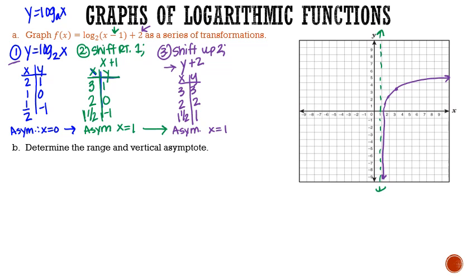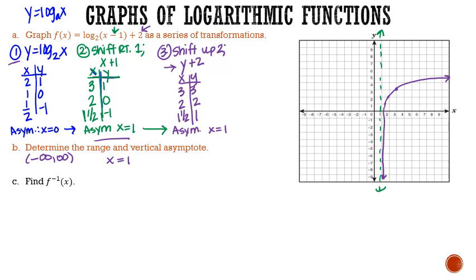Determine the range and the vertical asymptote. So looking at this graph, you can see that our range is going to be all real numbers. And the vertical asymptote we already said is x equals 1.